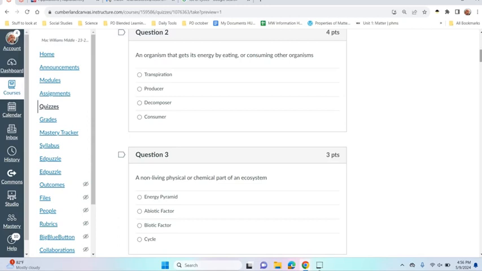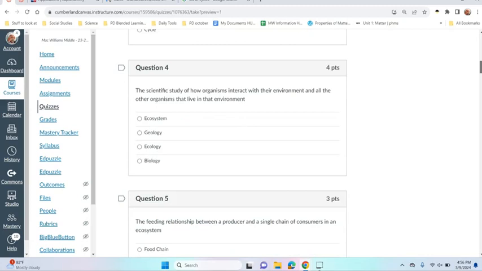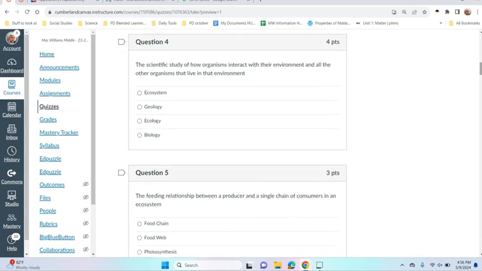Number 3. A non-living physical or chemical part of an ecosystem. Is that energy pyramid, abiotic factor, biotic factor, or cycle? Number 4. The scientific study of how organisms interact with their environment and all the other organisms that live in that environment. Is that ecosystem, geology, ecology, or biology?